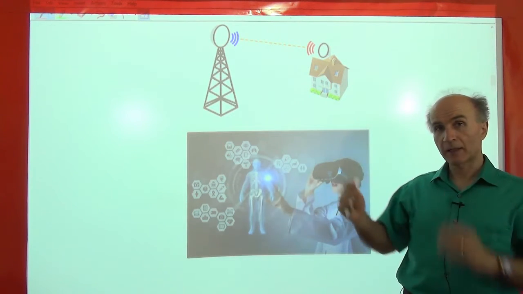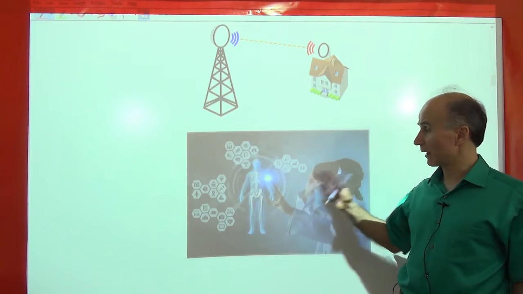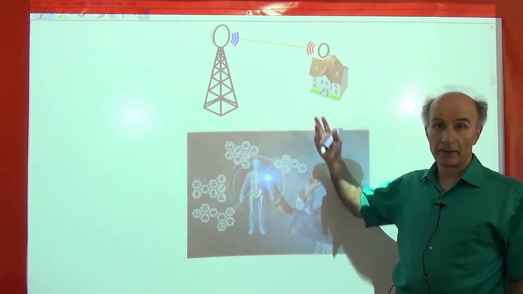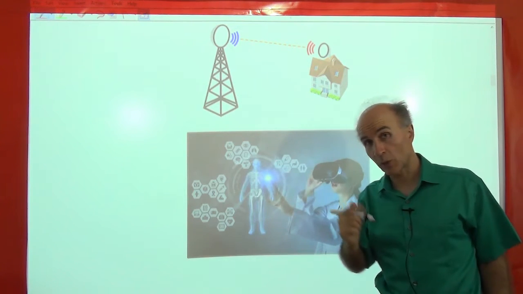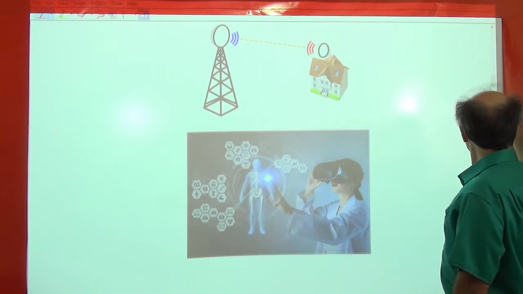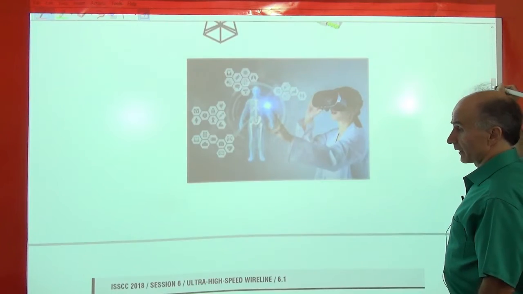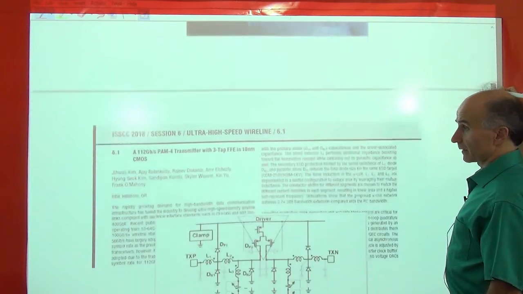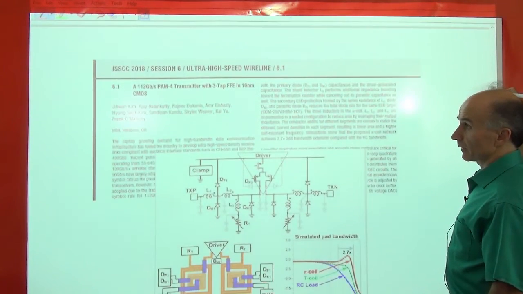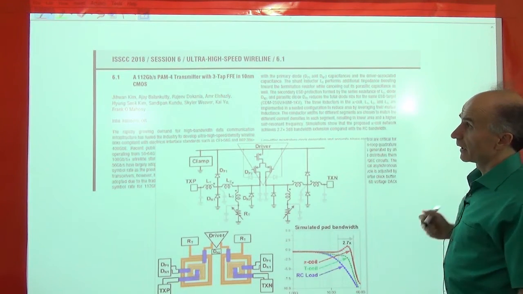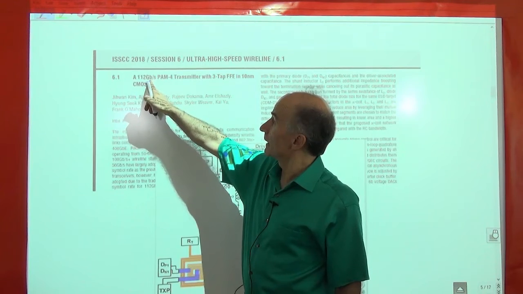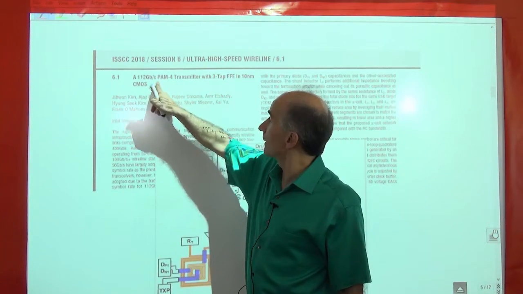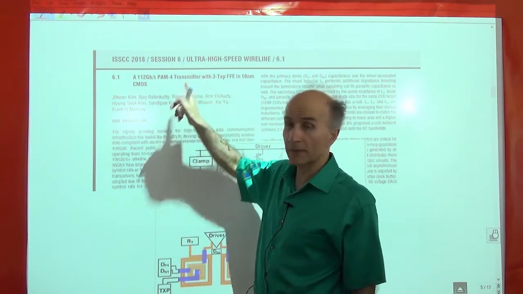So for this wireless connection, we need a high speed data link, and the 60 gigahertz band would be a good candidate. So that's one example. Another example, again from the ISSCC, is this paper from IBM, from Intel. This reads a 112 gigabit per second transmitter, right? Don't worry about the rest of the stuff.